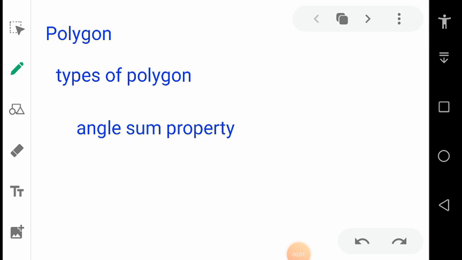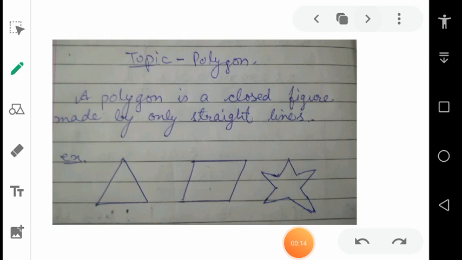Today we will discuss polygons, types of polygons and angle sum properties of polygons. Okay, now what is a polygon? A polygon is a closed figure made by only straight lines. Okay, means there should be straight lines only, no curved line should be there.